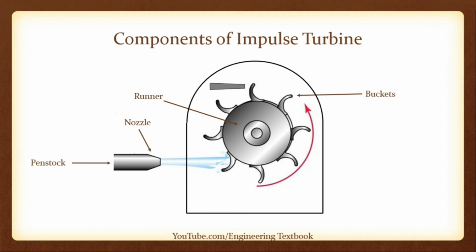Buckets. Buckets are cupped or spoon-shaped blades of the turbine. The buckets are mounted around the periphery of the runner so that when pressurized fluid hits, the bucket will receive the momentum from the fluid and helps the runner to rotate using the fluid momentum.